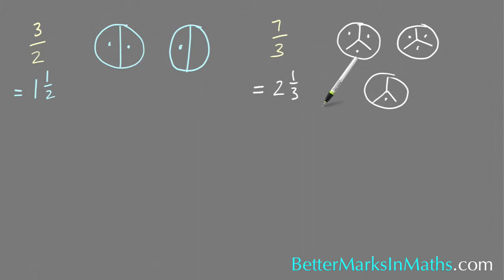It's not so good when you've got improper fractions like something like 84 over 15. You could do it by drawing a diagram, but there's a shorter way of working it out, and I'm going to show you that way now.